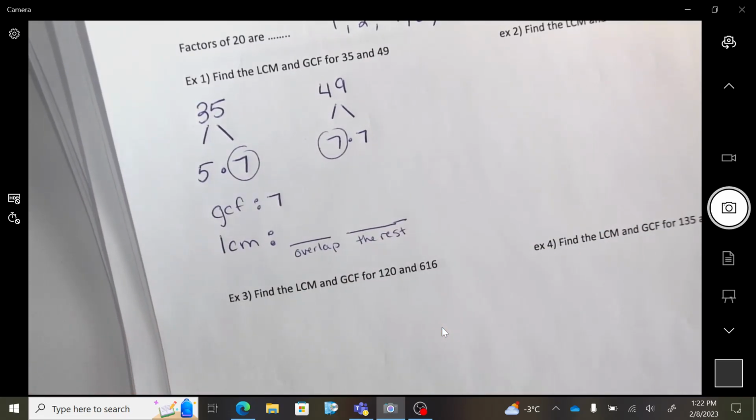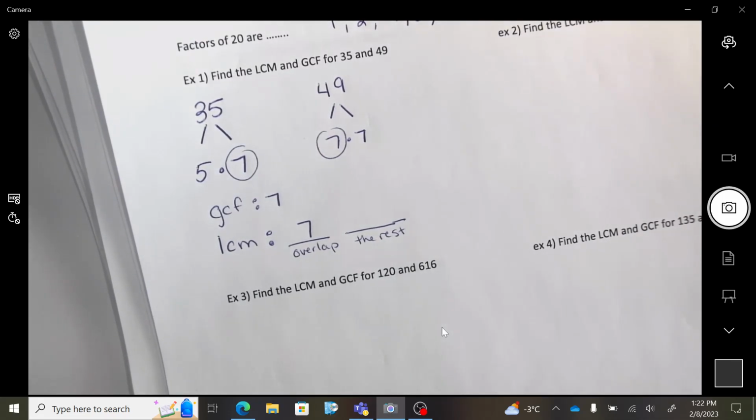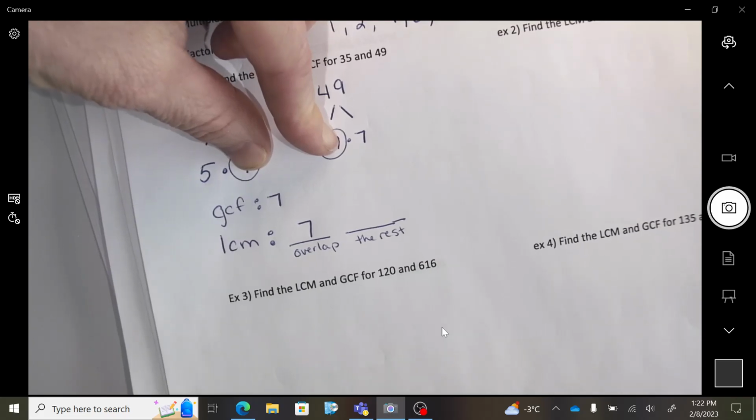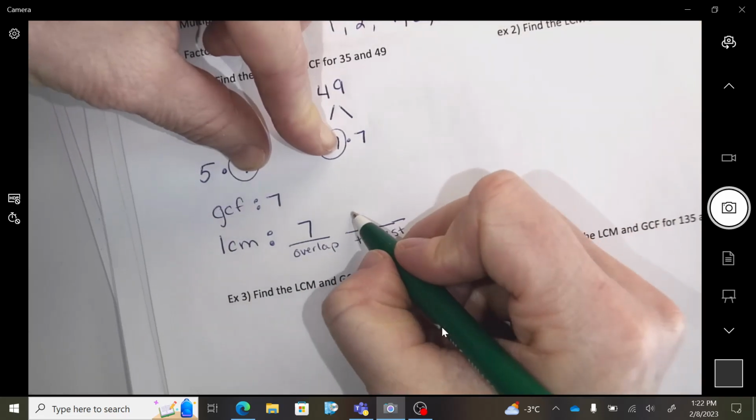Okay, and this is how I'm going to find the lowest common multiple. Did anything overlap? Yeah, there was a 7. So let's just pretend that I covered the overlap numbers up. What do I have else? I have a 5 and a 7.